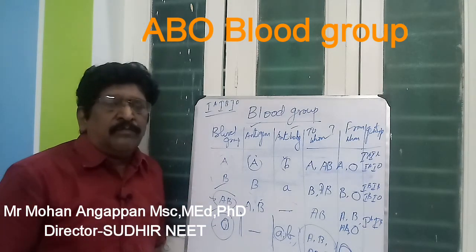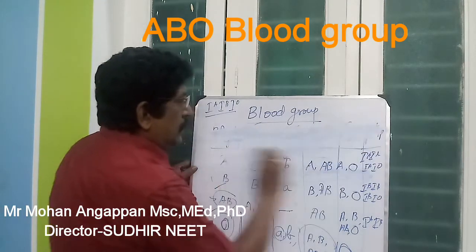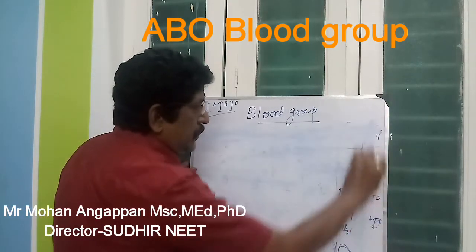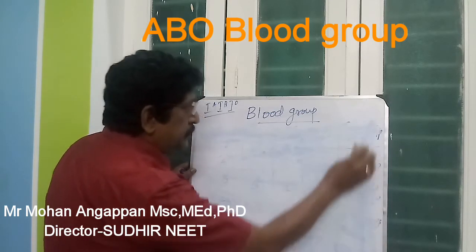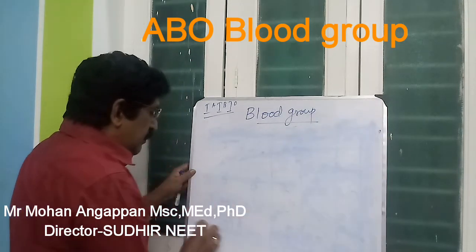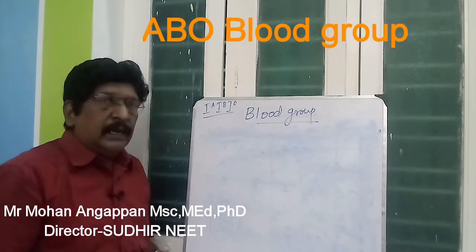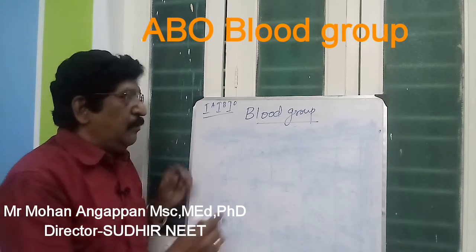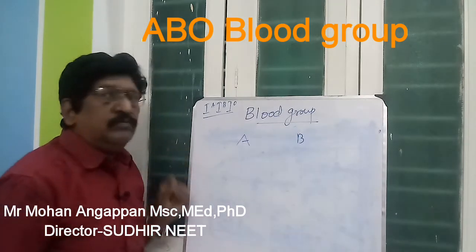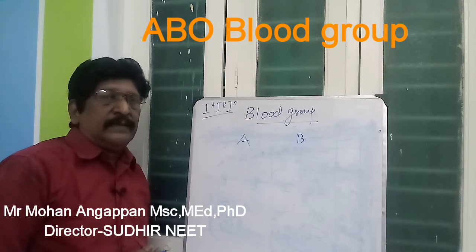Now we come to some problems. Let us see. So based on the genotypes, based on the blood groups, problems have been asked in the NEET examination. For example, if father is of A group and mother is of B group, what are the possibilities of the children with the genotypes?